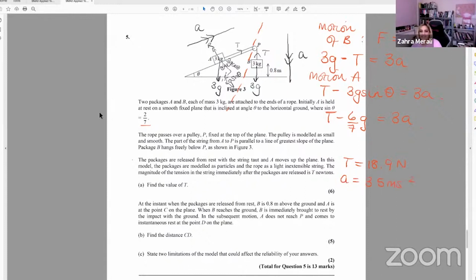So even though part A doesn't ask for the acceleration, you're more than likely going to need it. So we might as well write it down. So we've got a is 3.5. Okay.